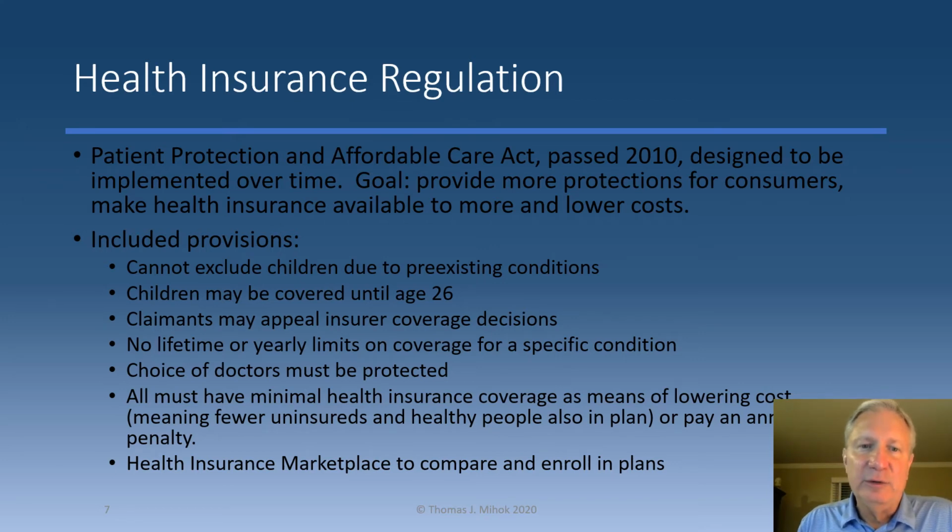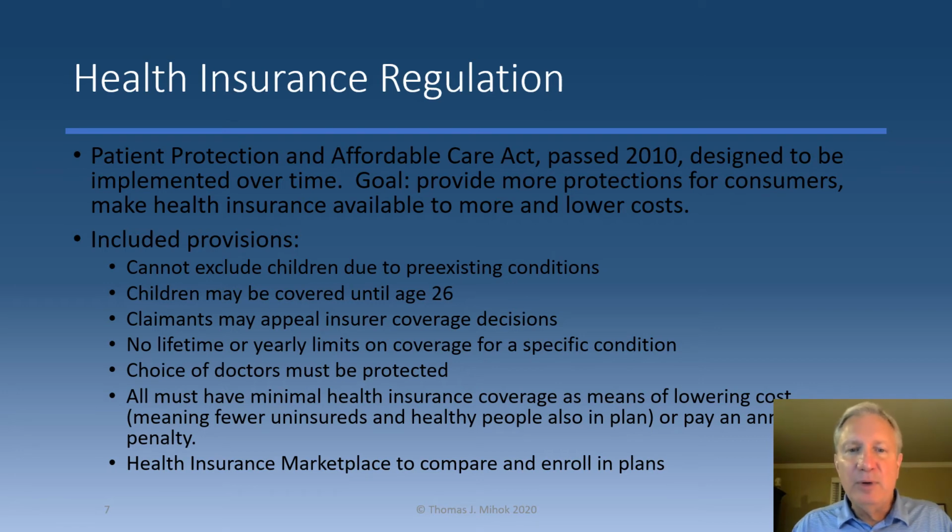Frankly, I think it includes, you can't exclude anyone due to pre-existing conditions. Children may be covered until age 26. Now, obviously, a 26-year-old is not a child, but they're a child of someone, so they can still be on their parents' health care plan. Claimants may appeal insurer coverage decisions. If they decline you for care, you can appeal it. No lifetime or yearly limits on coverage for specific conditions. Choice of doctors must be protected.